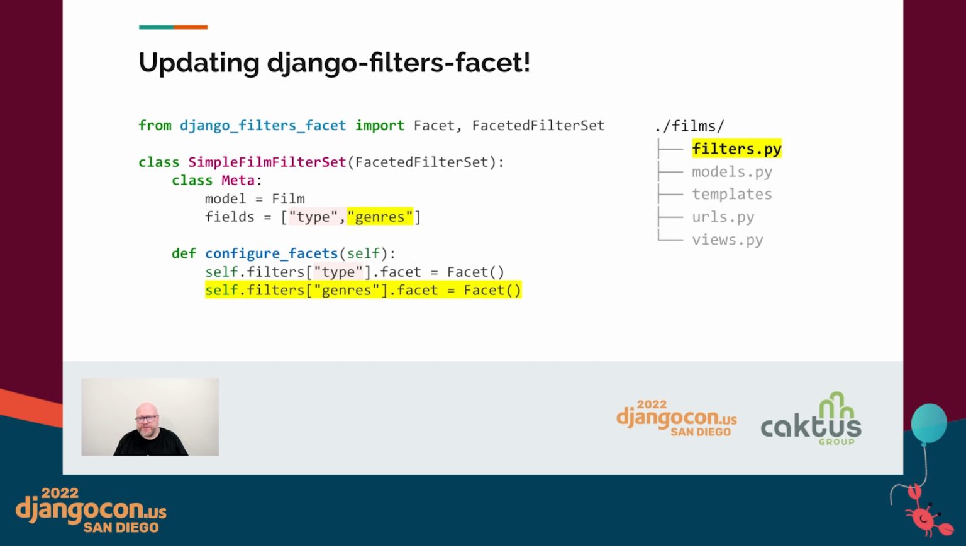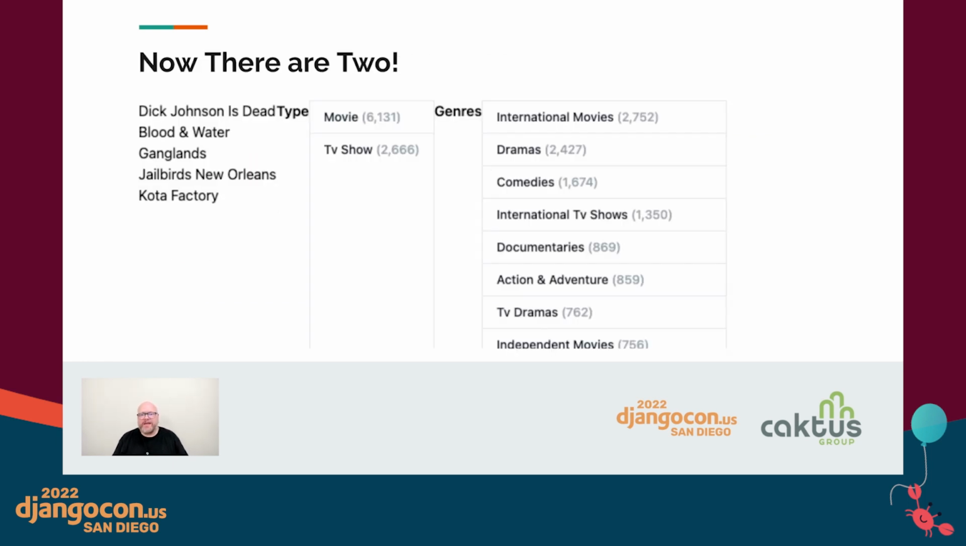Next, adjust our filter set to include our genres field and to add the genres facet to our configure facets. And this is the result of adding the additional facet. Now, I'm going to hand it off back to Colin for a look at search.